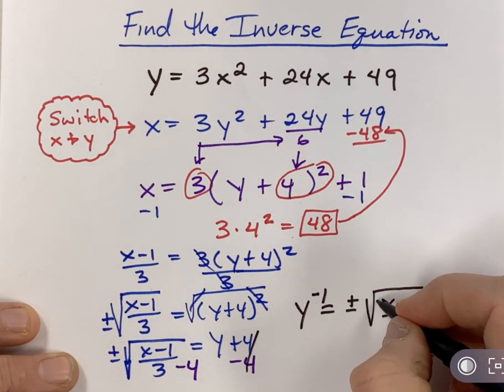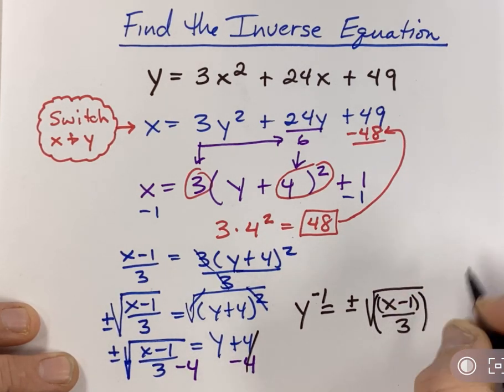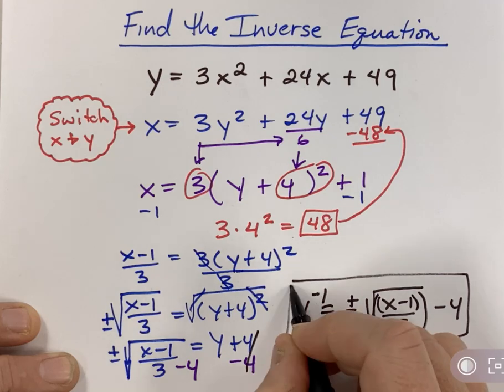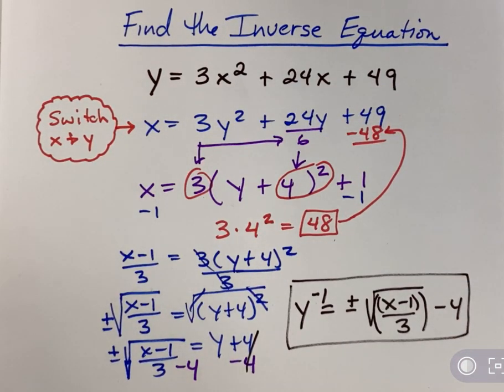And if you want to group things, you can. You can group the numerator if you want. You could also group the whole fraction like this if you want. And then at the end of all that, you're going to say minus 4. This is the inverse function that will undo the original parabola slash equation that we have right there.